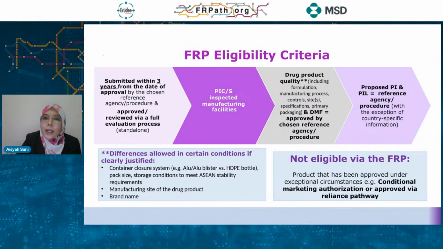So what are the products that are not eligible under the FRP? Products that have been approved under exceptional circumstances. For example, in EMA, the product has been registered under the conditional marketing authorization, where the product is only supported by early phase clinical data like phase 2, while phase 3 is still ongoing, or approved via a reliance pathway in the reference country. So those products are not eligible to be submitted under FRP in Malaysia.